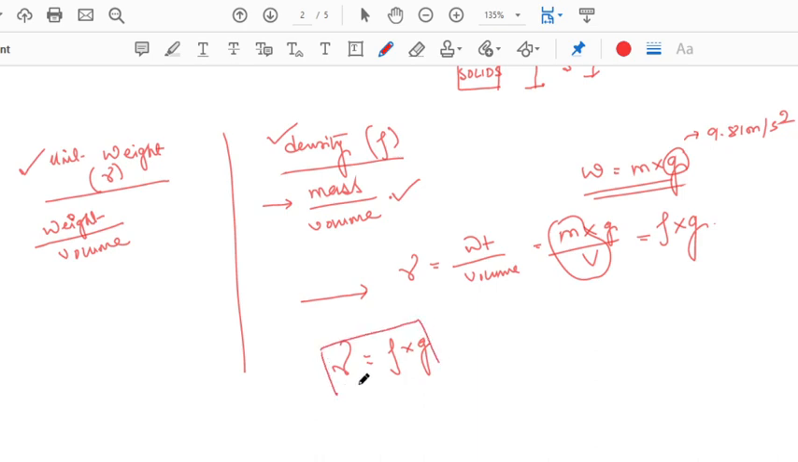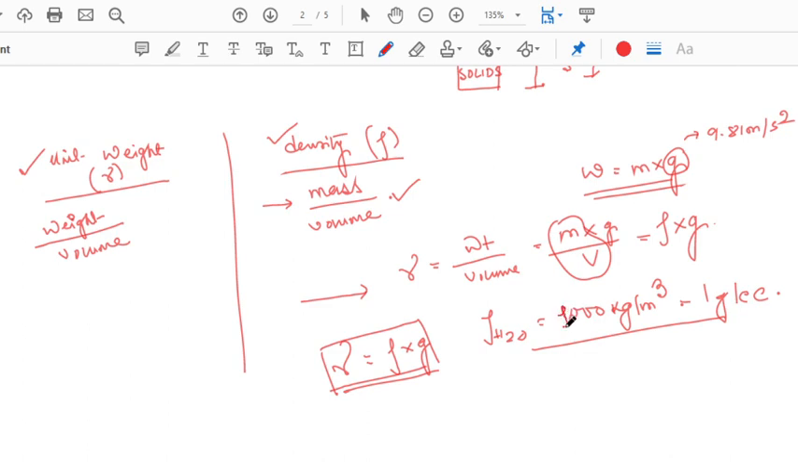This equation is required because questions generally come, and while doing sums also you'll find this problem. If density is given, to convert it to unit weight, you just multiply it with the acceleration due to gravity, which is 9.81 meter per second square. Okay, just remember this, the density of water is actually 1000 kg per meter cube, or we can write it as 1 gram per cc.